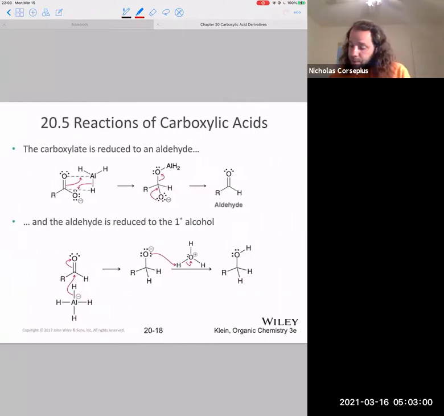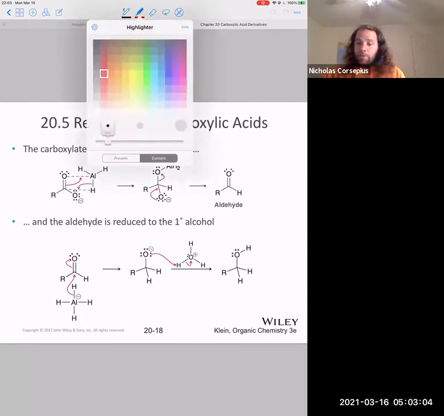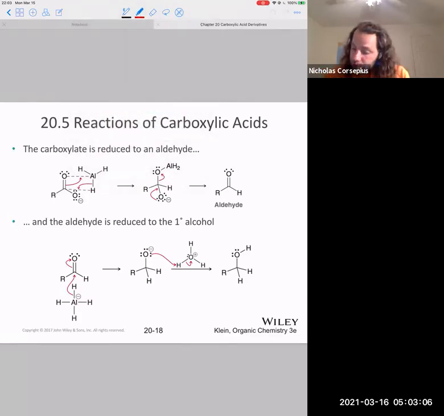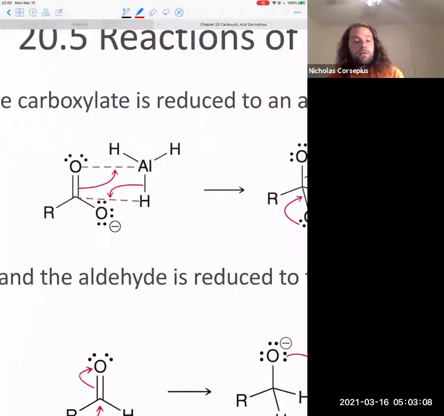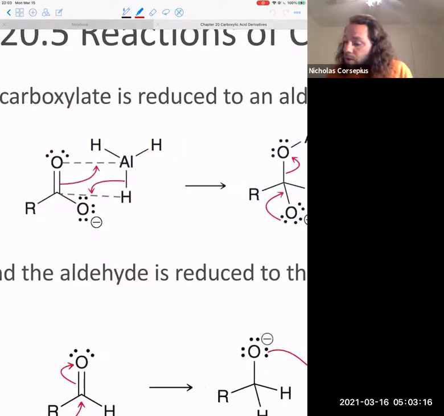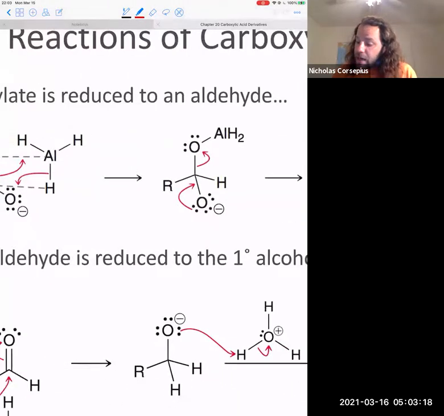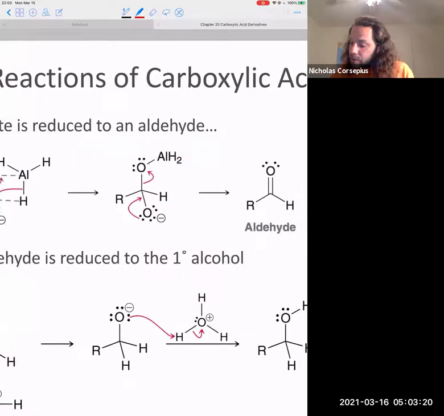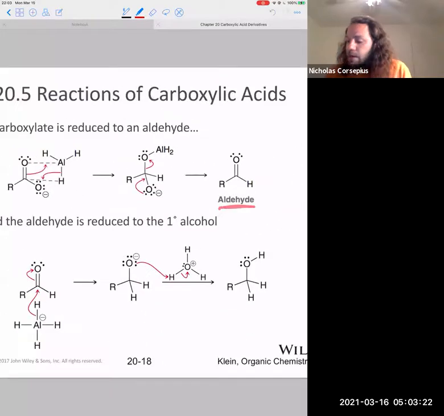The next step is, the interesting thing is that if we start with this carboxylate ion, we can't have nucleophilic attack on that carbon because of that negative charge. It means that that carbon is no longer electrophilic. So what is believed to happen is that the oxygen actually interacts with the aluminum hydride to create an aldehyde.